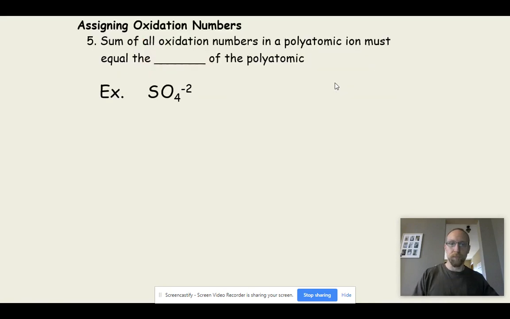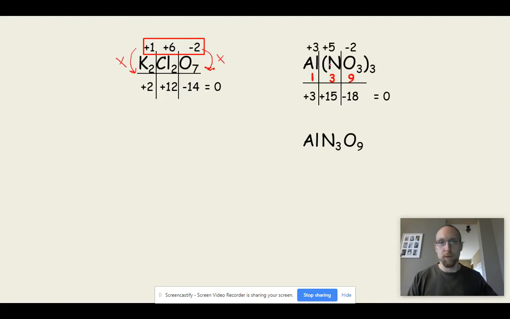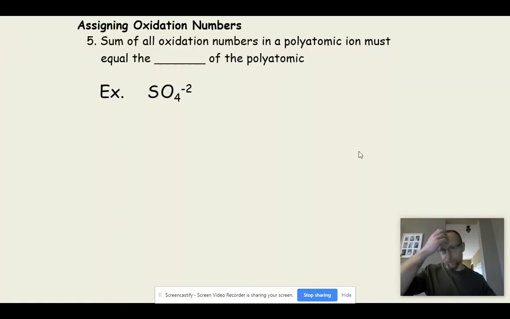All right? So we're done. How do we know we're done? Every element has an oxidation state, right? So that's it. +3, +5, and -2. So every element has an oxidation state. So use what you know to figure out what you don't know, and there's only going to be one unknown. All right, so now the last thing.